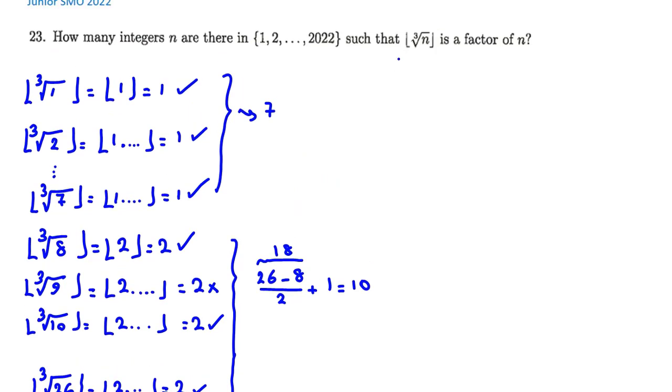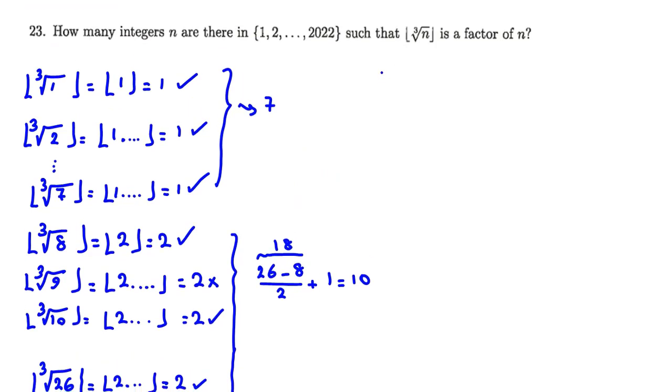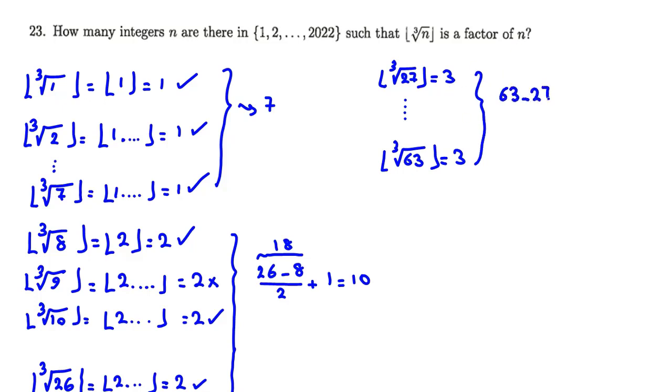Now for the rest. Cube root of 27 is 3. Again, all of them are 3 up to which number? Cube root of 64 is 4, so cube root of 63 again is 3. So here only multiples of 3 are good because it should be a factor. So 63 minus 27 over 3 plus 1. 63 minus 27 is 36. 36 over 3 is 12, plus 1, 13.